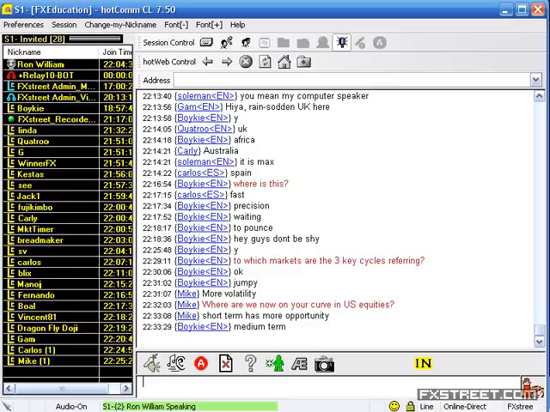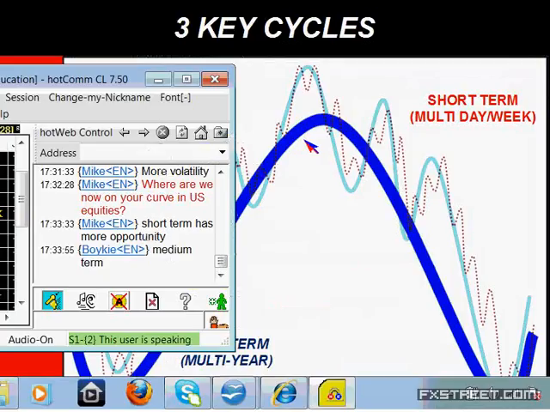Some of the moves that we've seen recently, for example, Eurodollar punching to a new 2012 low, gold when it was approaching the $2,000 mark early last year. For these markets, in order to understand the short-term trading opportunities, as Mike said, short-term has more opportunity, it's important to keep in mind what type of opportunity it is by looking at the other cycles, the 3 cycles in the market. Now, Mike just asked a moment ago, where are we now on the curve in US equities? I'll come to that right at the end of the presentation.